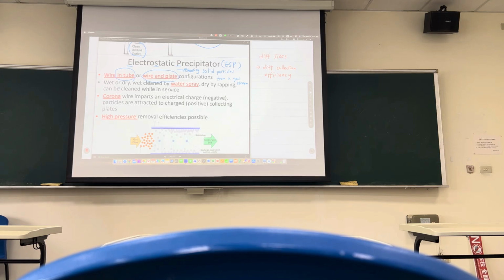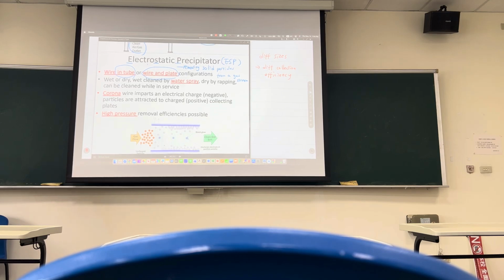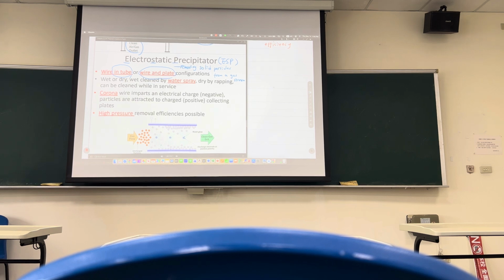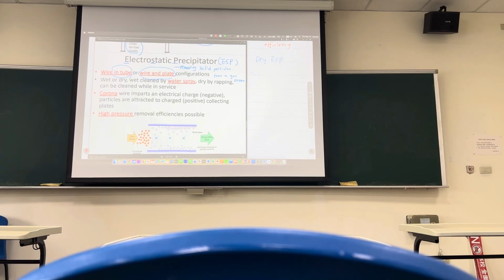Okay. So, let me write down here. ESP can be cleaned in two ways, wet or dry. For the dry ESP, the dust is removed by something called wrapping.